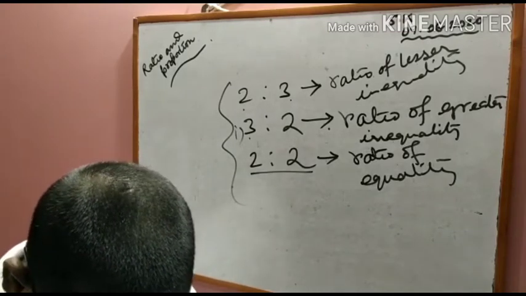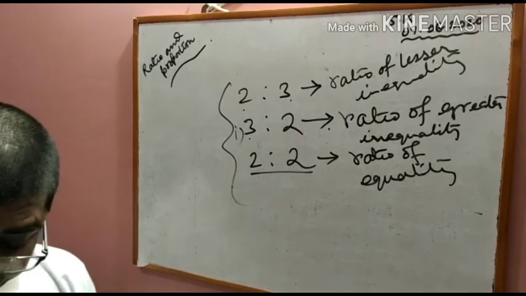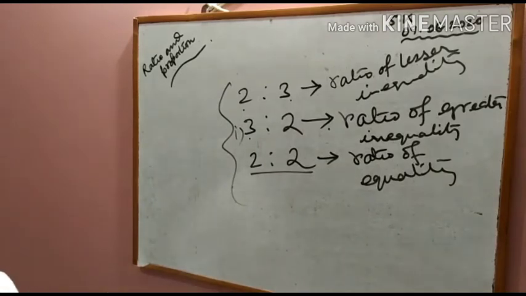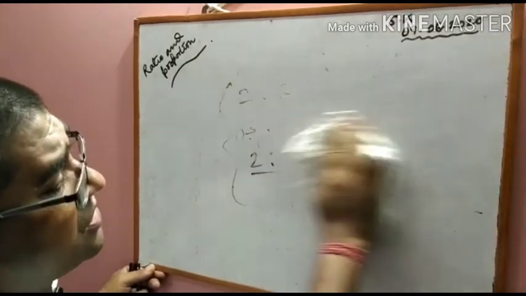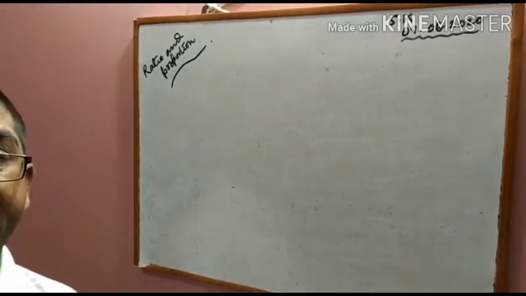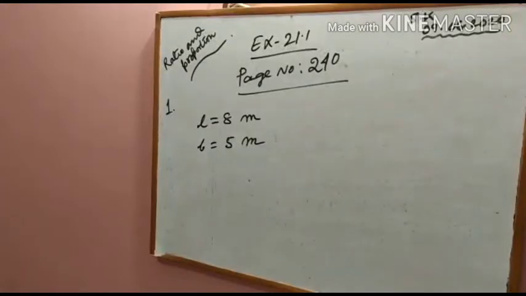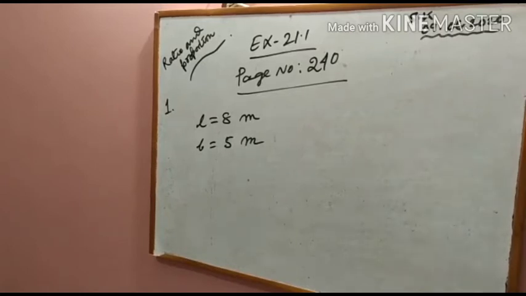Okay. Now we are going to some examples. First, express ratio in the simplest form. First, we are going to solve some problems which are given in your textbook. Now, open your textbook, page number 136. Okay, quickly open your textbook. Open your page number 240, question number 1, exercise 21.1.